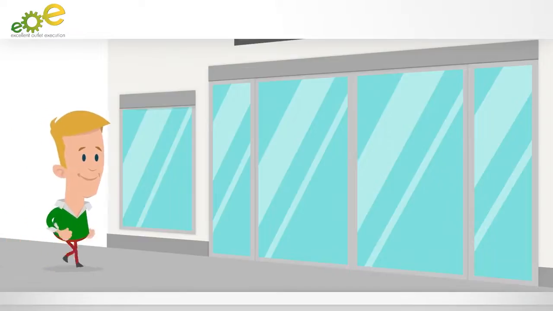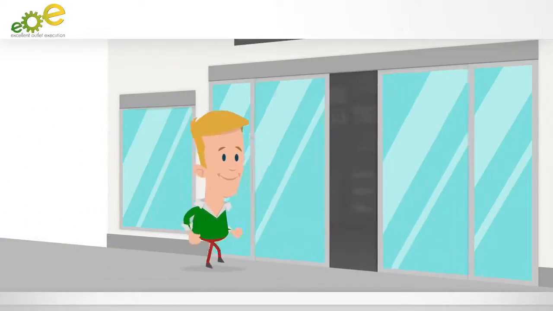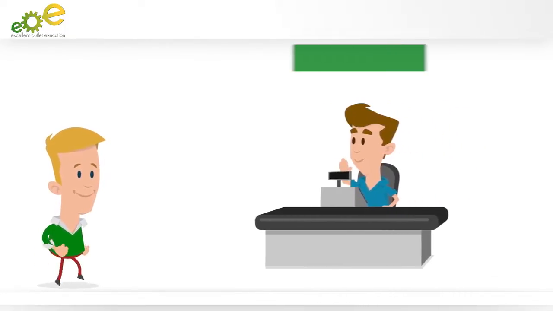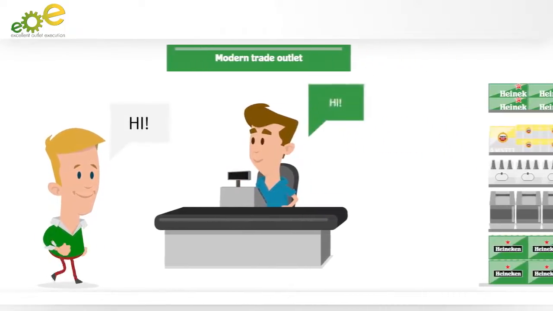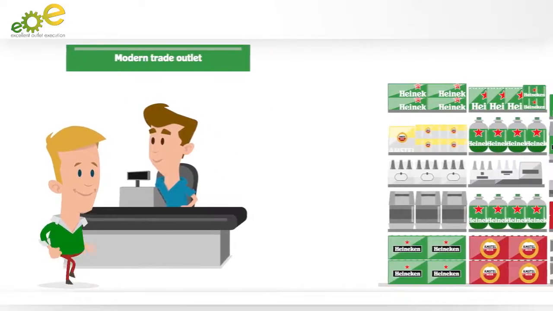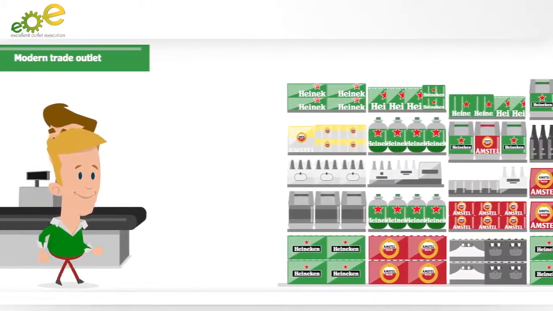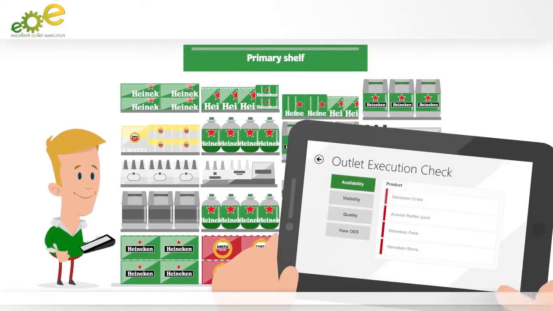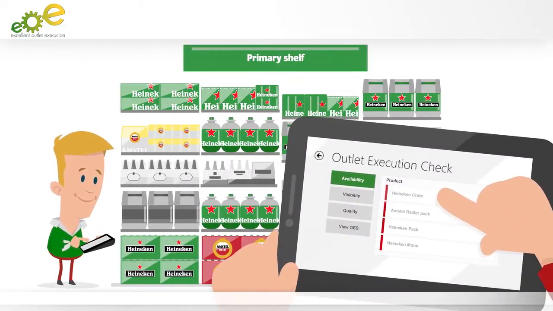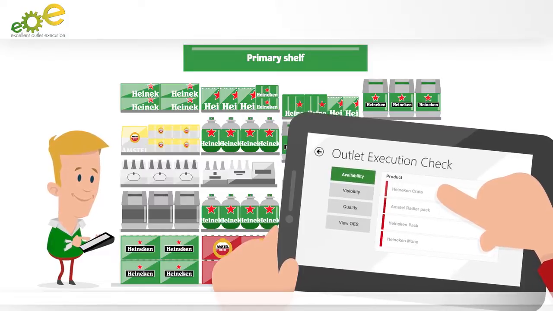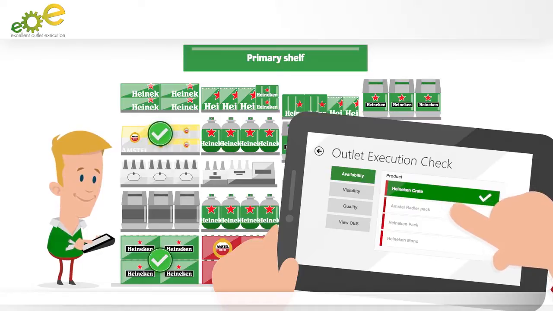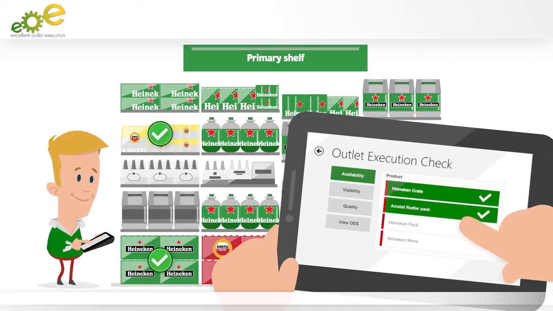He first visits an outlet which must be part of his routing plan. On entering, he follows all the various steps of a visit, one of which is measuring his KPIs, including the KPI NND, checking on the availability of the focus SKUs. To do this, he goes to the primary shelf, and for each focus SKU, checks whether or not there is at least one item on the shelf. If there is, he measures that focus SKU as available.